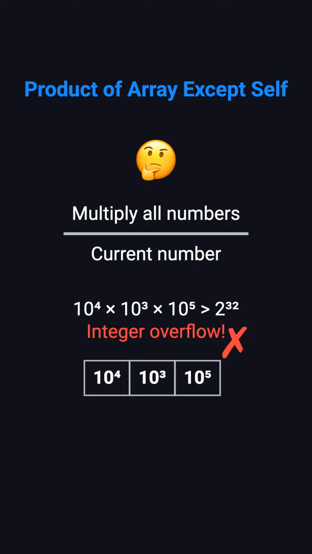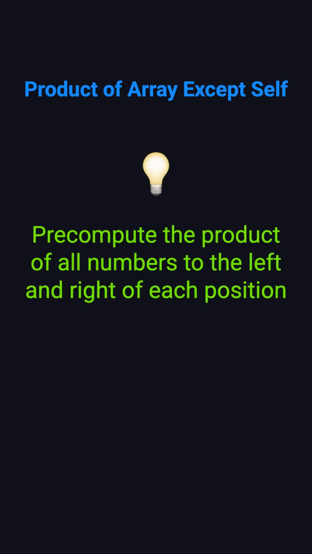So what's the smarter way? The idea is simple. For each position, the result equals the product of all numbers to its left, multiplied by the product of all numbers to its right. If we pre-compute those left and right products, the answer comes naturally.